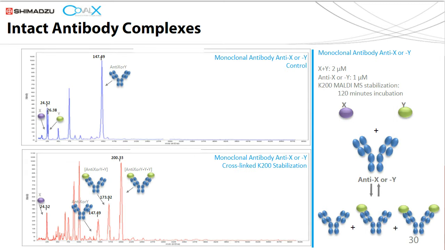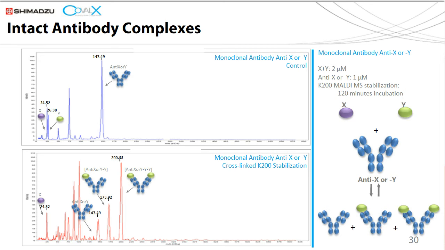Here we see another immunocomplex, but in this case we're actually trying to see if the complex is binding against antigen X or antigen Y. So we've got 2 different antigens, one of about 24.5 and one of about 26 kilodaltons. These 2 are in the mixture with an antibody. This is an antibody that we want to see if it can bind X or Y.